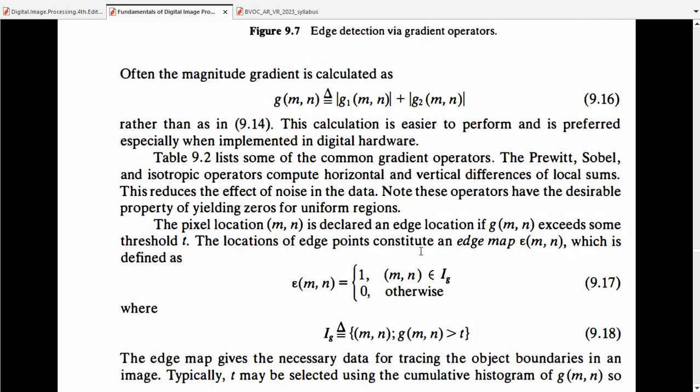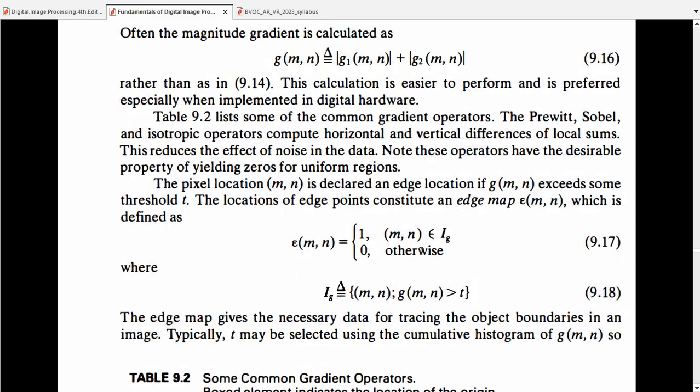This reduces the effect of noise in the data. Note this operator has the desirable property of yielding zeros for uniform regions. So here we say this is declared as an edge location. Pixel location is m comma n, and it is an edge location if g of m comma n exceeds some threshold t.